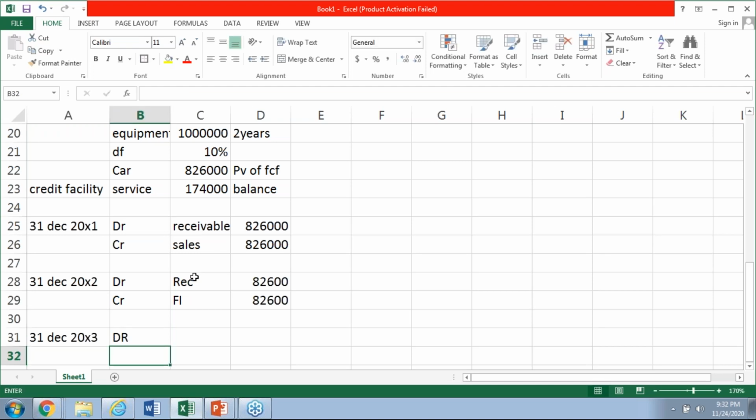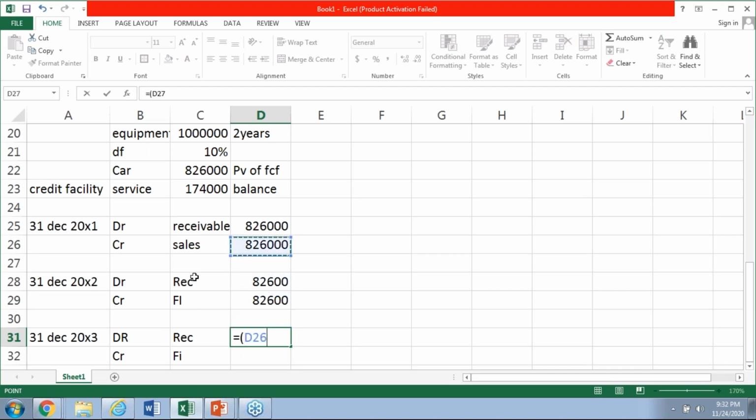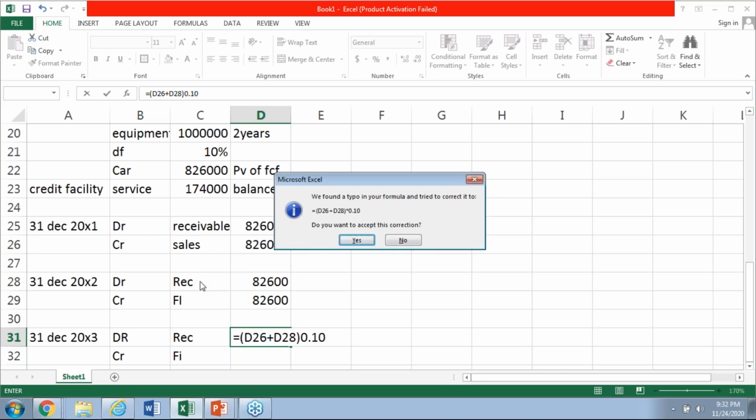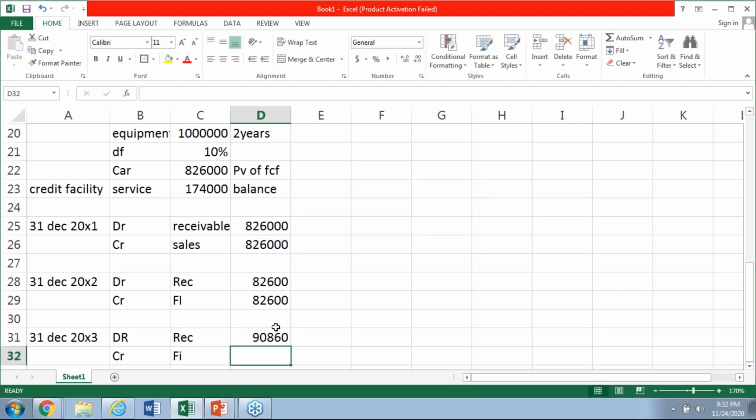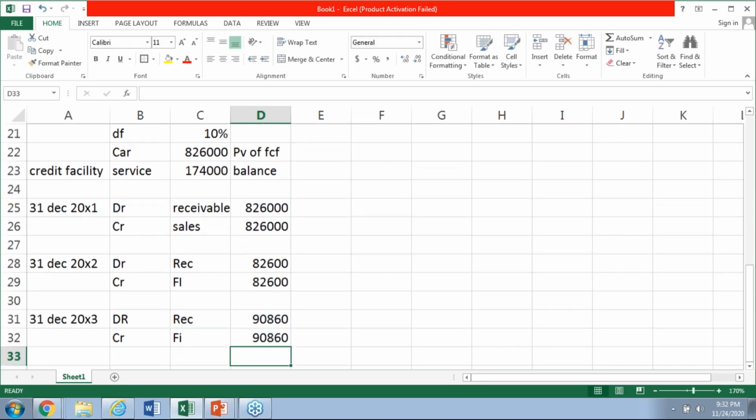the accounting entry will remain the same: receivables debit, finance income credit. We'll be taking 10% of this amount plus this amount into 0.10, 10%. So this will be the finance income for the second year. So if you add these two finance incomes of the 2 years, you will get the value of this total service, which is equal to 174.